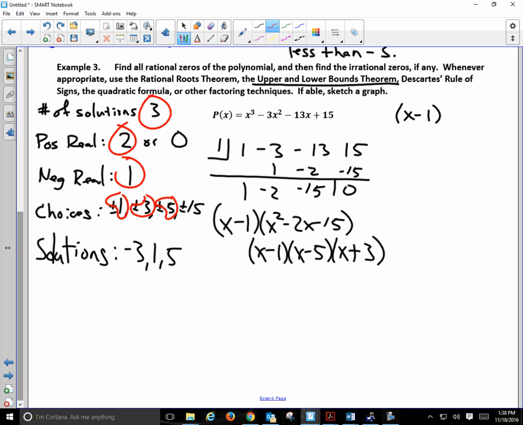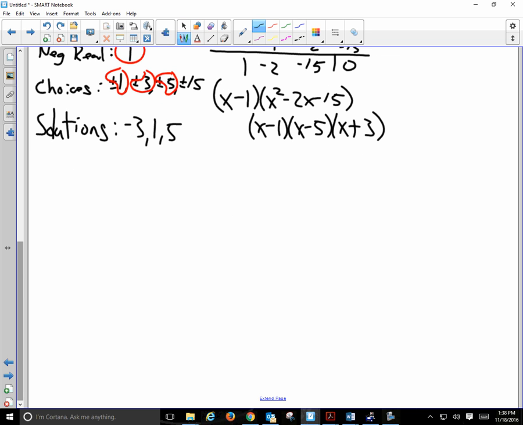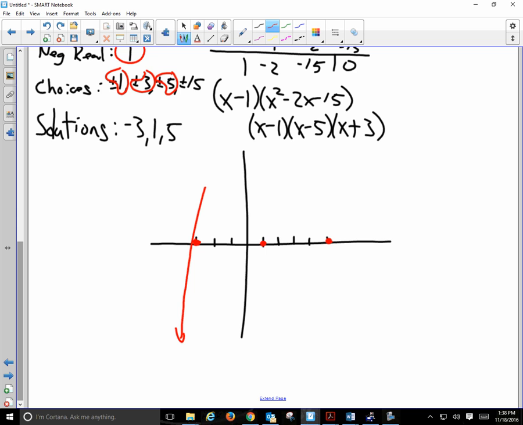Can we sketch this graph? Yeah. So I have solutions of negative 3, positive 1, and positive 5. Is this going to finish up or finish down? It's going to finish up. So I'm going to start down, and I have all single roots. And one thing I could do is it has a y-intercept of 15. So as I pass through the y-axis, I could just mark that as a 15 right there. So maybe this would be like, I don't know, 30.